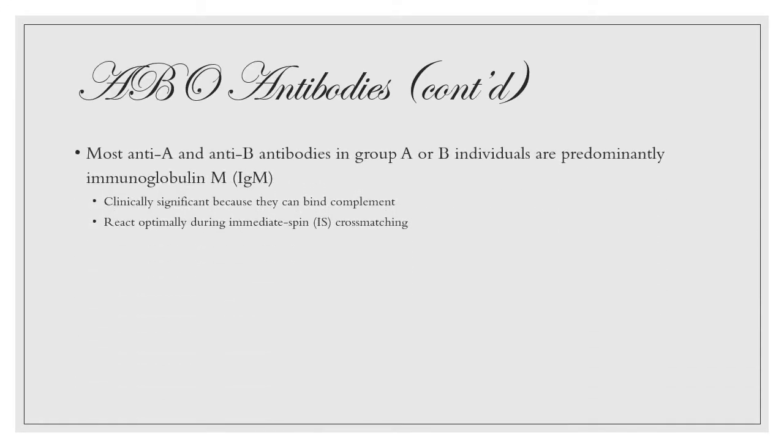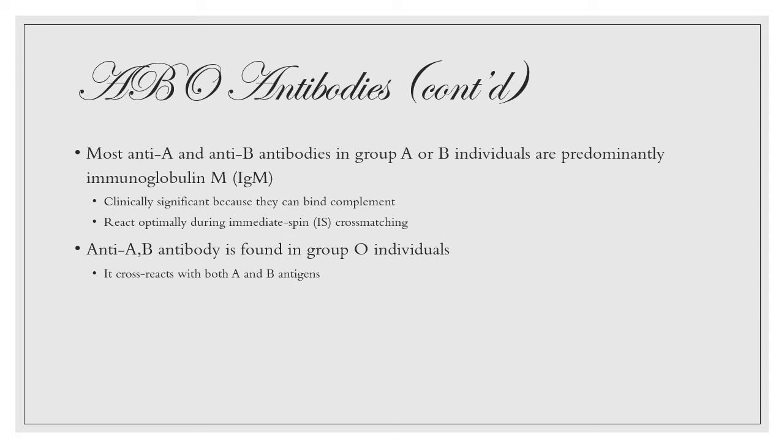Okay, most anti-A and anti-B antibodies in group A or B individuals are IgM. Why is this important? Well, because this is the time that IgM is very important. It binds complement. Binds complement means that it can cause a transfusion reaction immediately. So it reacts at room temperature, immediate spin. So when you first put the patient's blood together, if you give this unit of blood to the person, in a few minutes, if it's an ABO incompatibility, you can have a transfusion reaction.